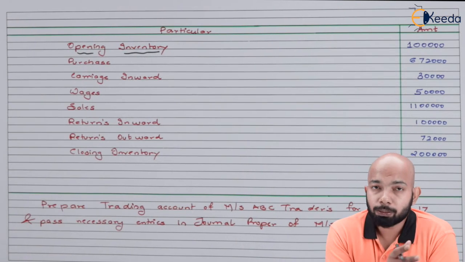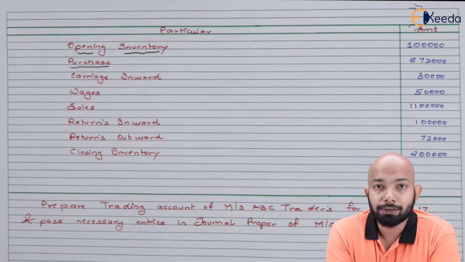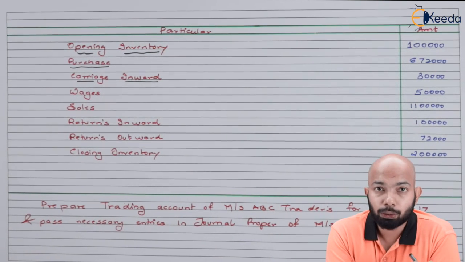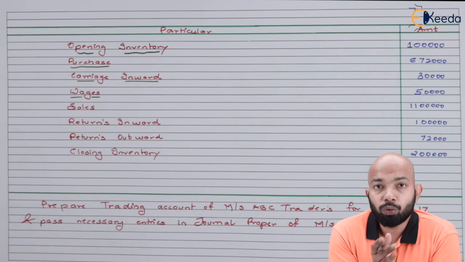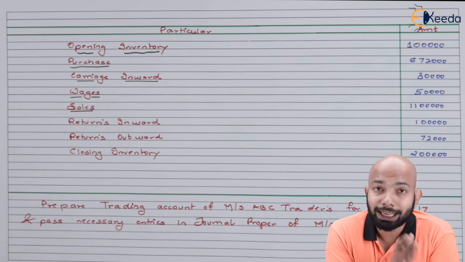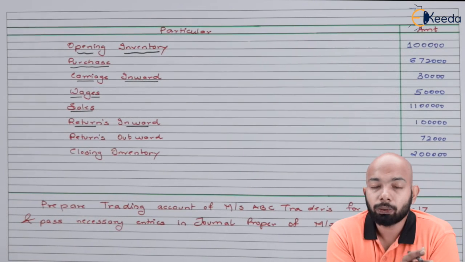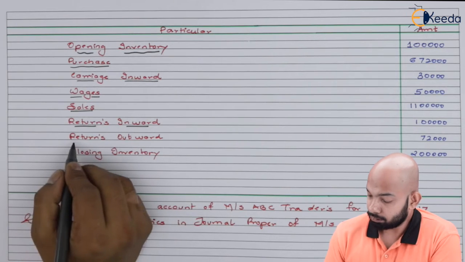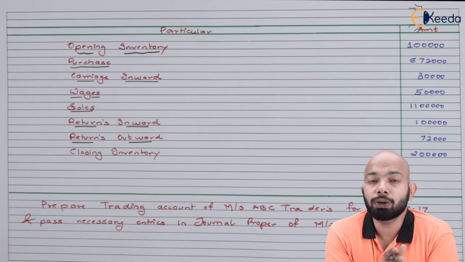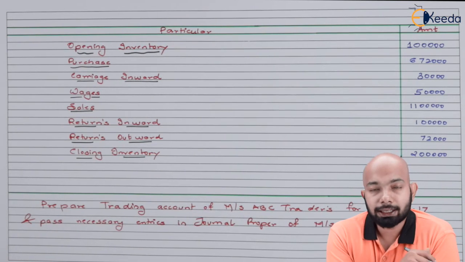They've given opening inventory which amounts to 1 lakh rupees. Purchases, that refers to 6,72,000. Carriage inward, that refers to 30,000. Wages, that refers to 50,000. Sales, that amounts to 11 lakh rupees. Return inward, that is 1 lakh rupees. That means sales return. Return outwards, that amounts to 72,000. That means purchase return. Closing inventory has been mentioned as 2 lakh rupees.